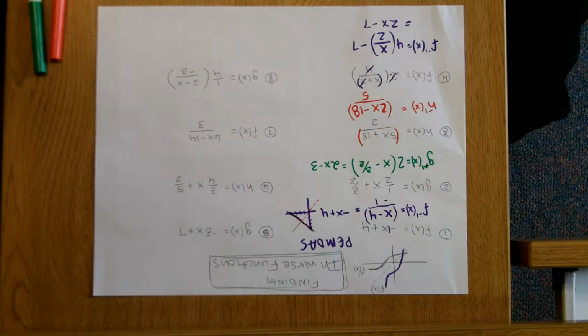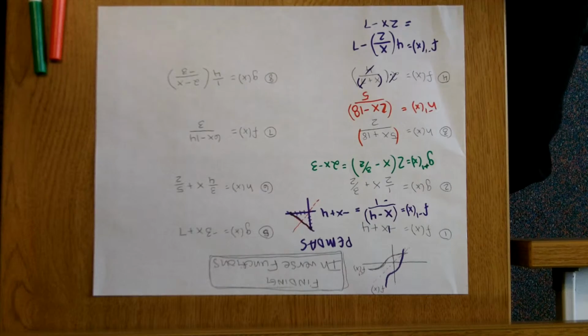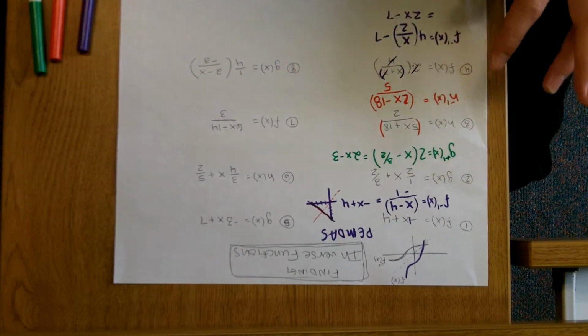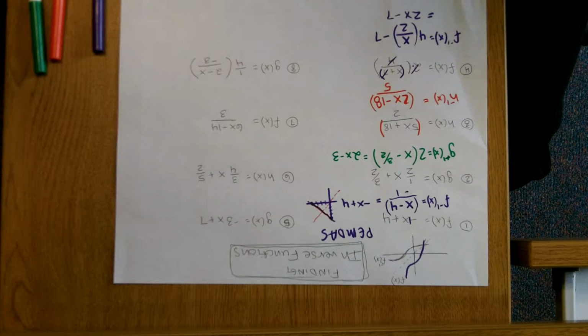Now sometimes that's hard for people to think about, just to undo PEMDAS backwards. And some people find it very, very easy. The other way to think about how to find an inverse is to think about what's actually happening.